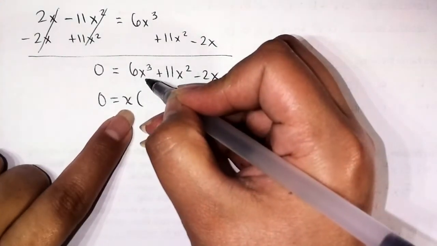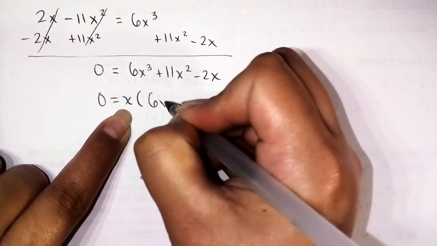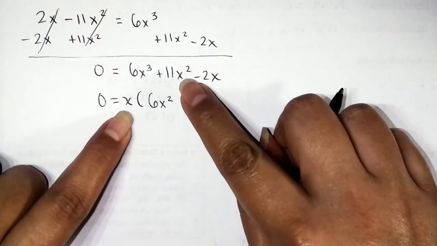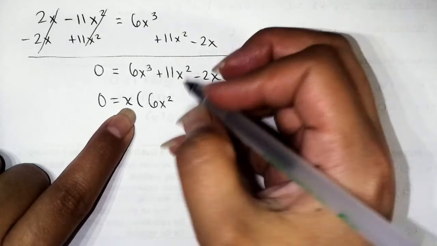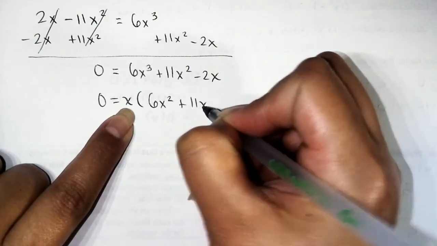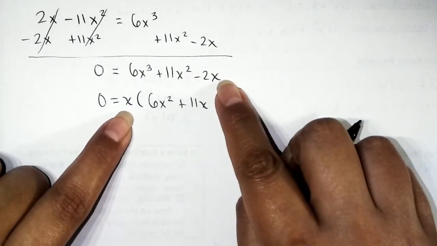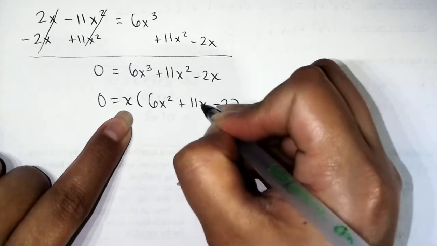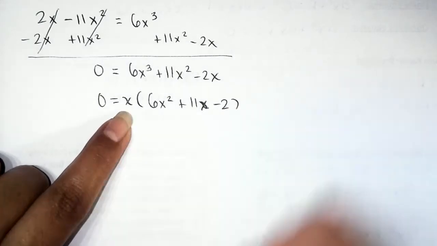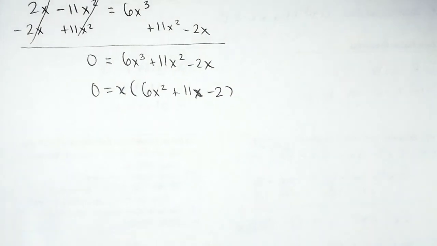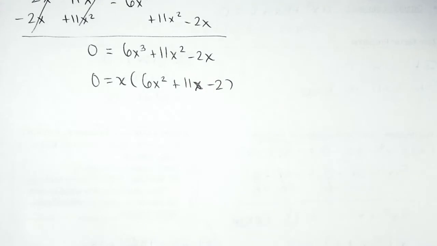First term over common factor, that will leave us with 6x squared. Second term over common factor, that will leave you with 11x. Third term over common factor, that will leave you with negative 2. So we have factored, okay, but the question is, can we factor more? So I'm going to assume that we can until we realize that we cannot.